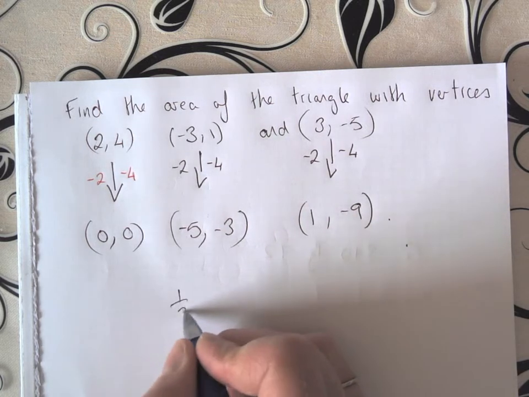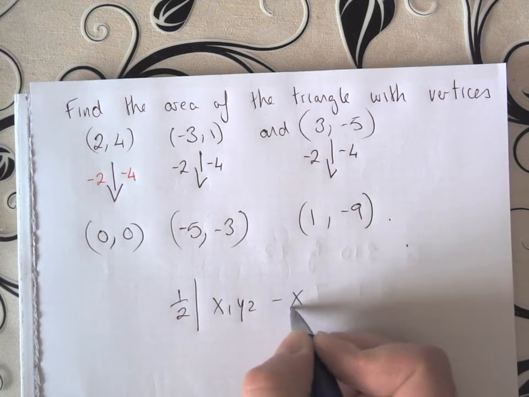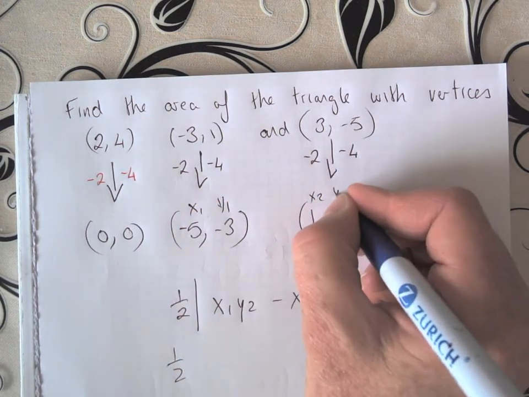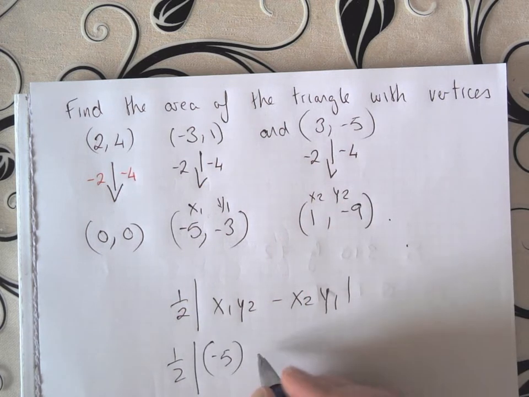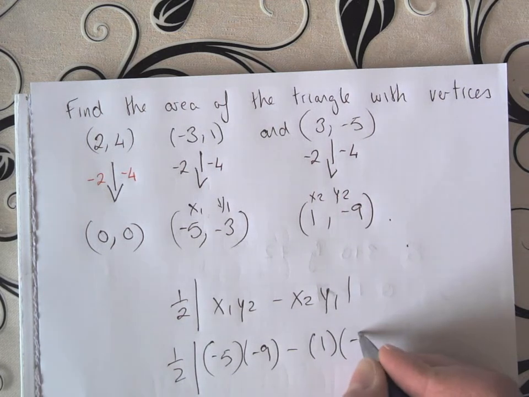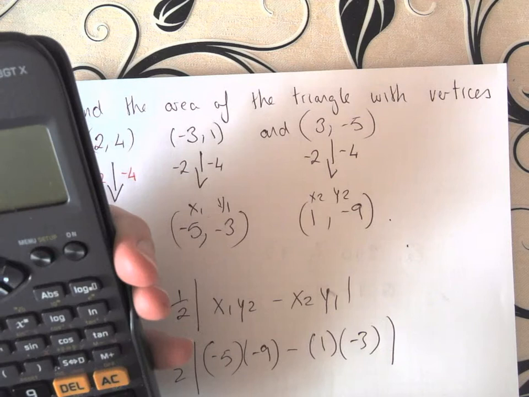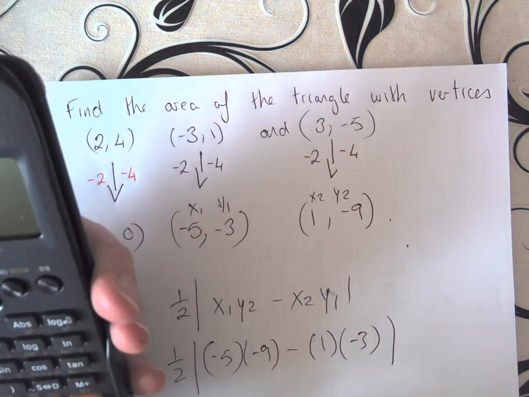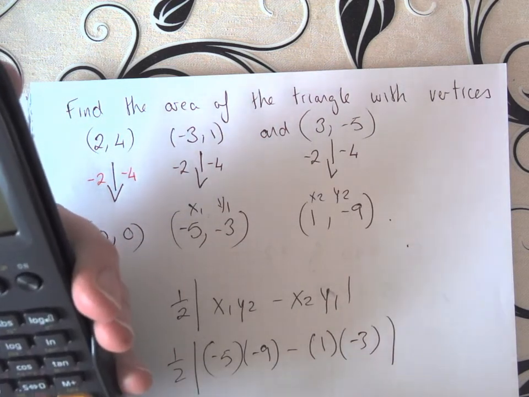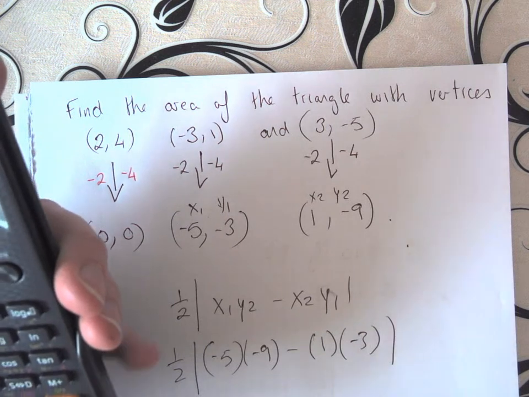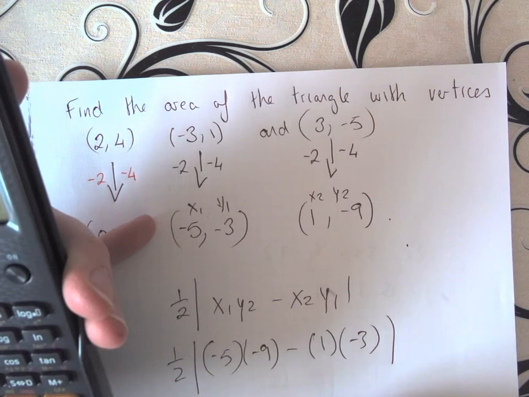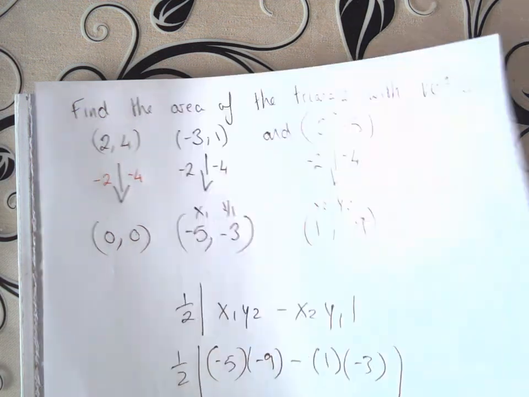And off you go again with your formula. x1, y2 minus x2, y1. This is x1, y1. This is x2, y2. So x1 is minus 5, y2 is minus 9, x2 is 1, and y1 is minus 3. So again, just put what's inside the modulus into your calculator. Get 48. So if it's a plus, it's fine. It's just, if it's a minus, make sure to change it. So half of 48 is 24 units squared.